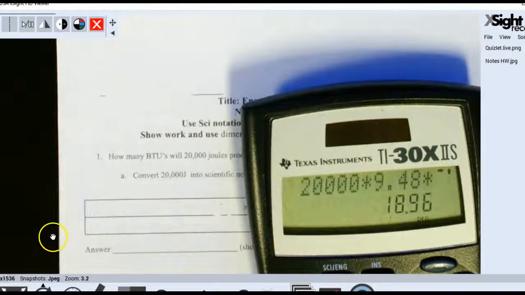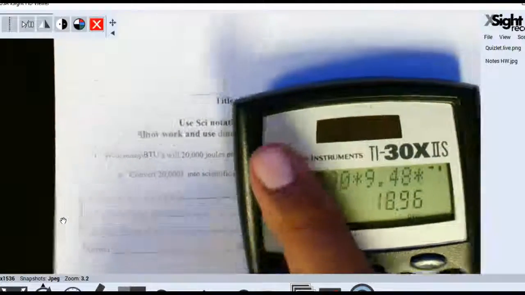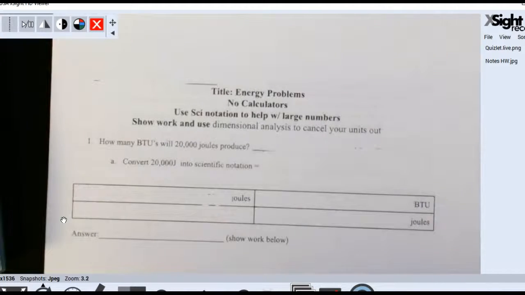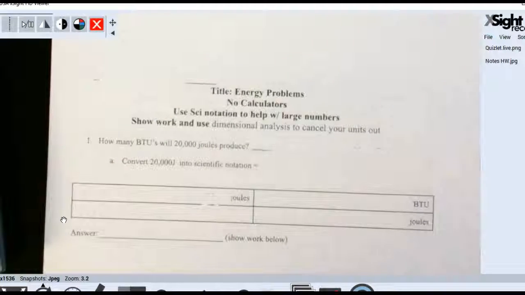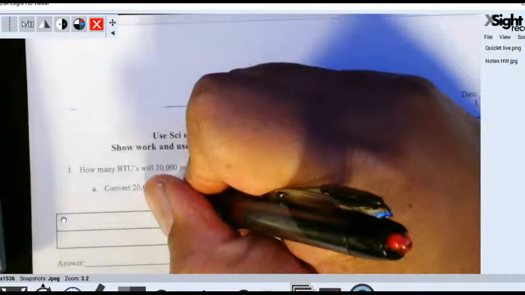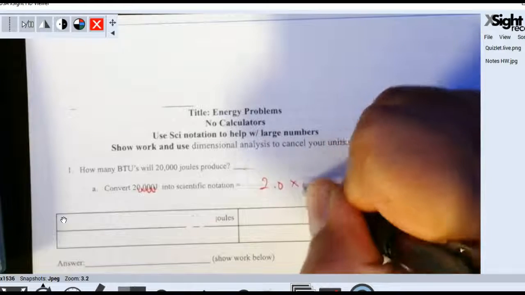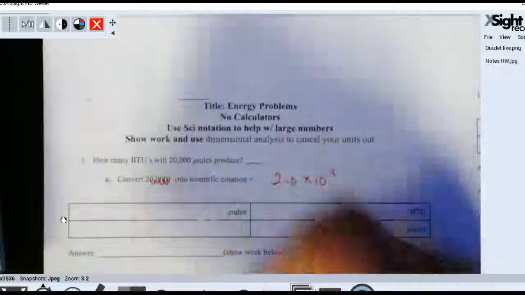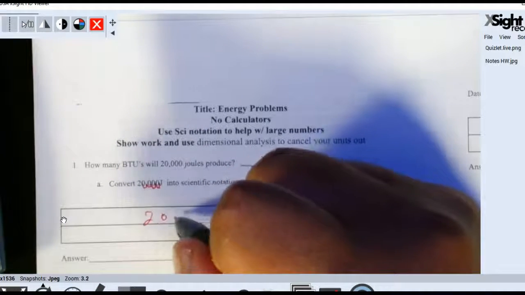Okay, but like I said, on the AP test, you won't have your calculator to do that. So how are you going to multiply 20,000 times something to the negative 4th, which is a bunch of decimals? Well, first things first, let's convert over to scientific notation. If you have 20,000 joules, you're moving 1, 2, 3, 4. So 2.0 times 10 to the 4th power. So that's 20,000. Let's write that in here, 2.0 times 10 to the 4th.